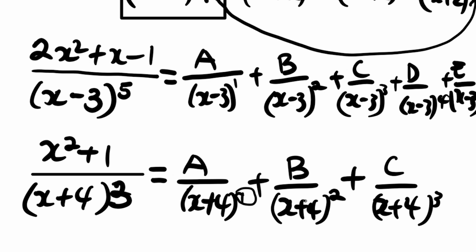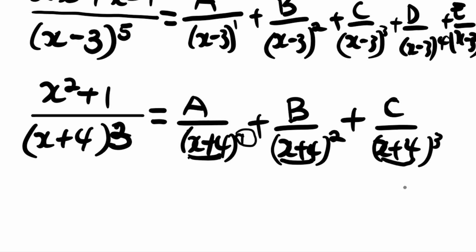You always start from 1 until you reach the maximum power. You'll be distributing, and the numerators are just one constant at the top. If the things inside the brackets are linear factors, this is a linear factor inside, this is a linear factor inside, this is also a linear factor inside. So we know that linear factors generally carry what? A constant at the top. That's why they are like that.